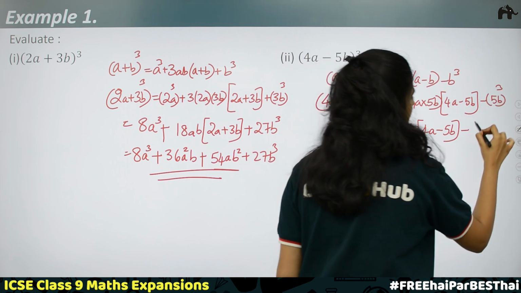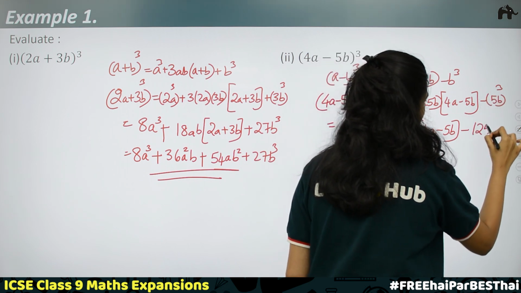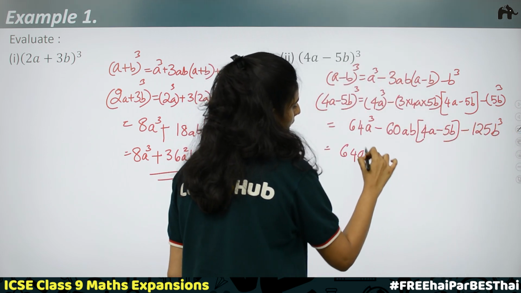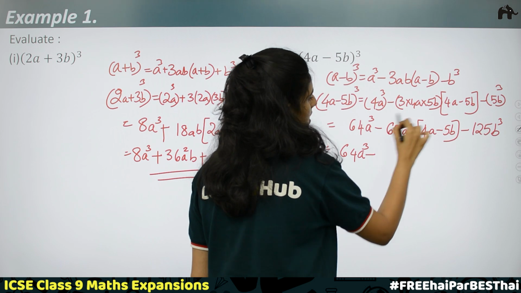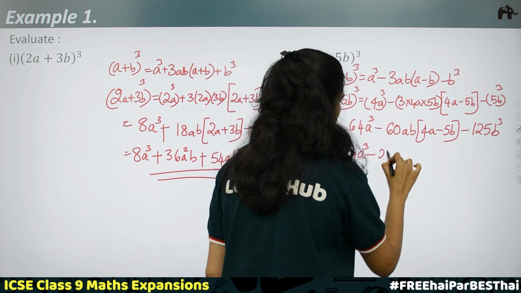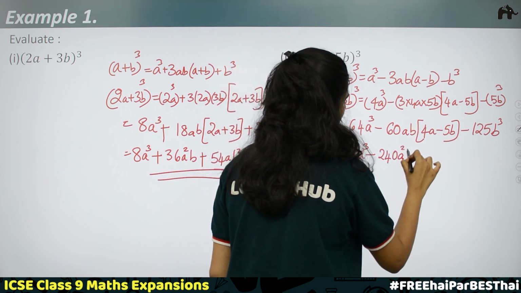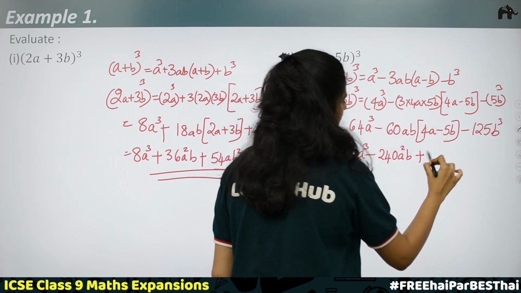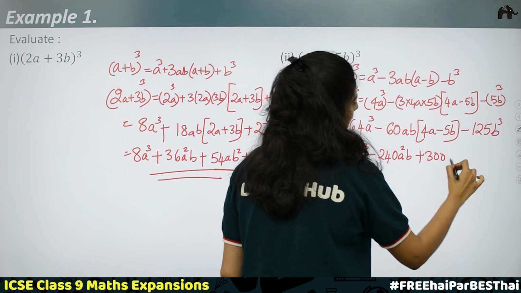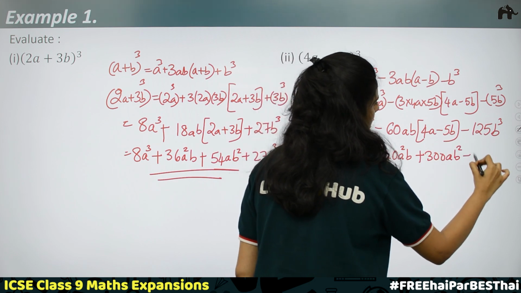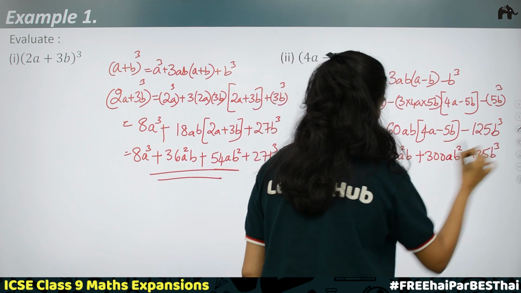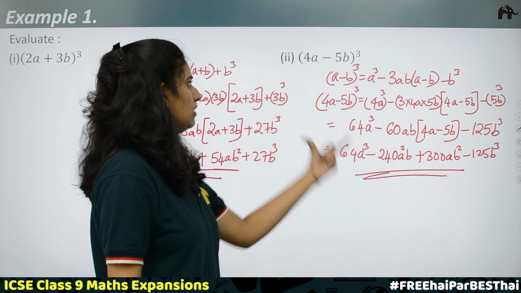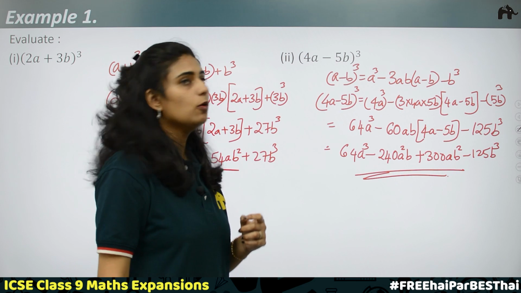Minus 5 cube. 5 cube is 125b cube, which is equal to 64a cube minus 60 into 4 is 240a square b plus 60 into 5 is 300ab square minus 125b cube. Okay. So, this is what you will be getting when you evaluate (4a minus 5b) whole cube.